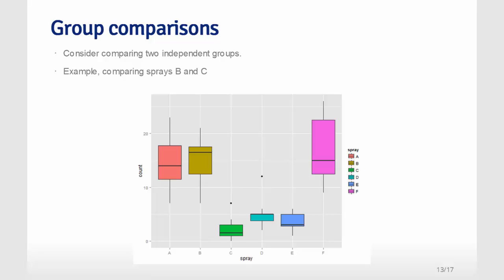So in this example, researchers took batches of insects and applied different pesticides to them, labeled as sprays here. And they counted the number of dead insects in each batch. So for each spray, they got a collection of counts that represented the efficacy of that pesticide. Let's consider looking at insect spray B versus insect spray C.